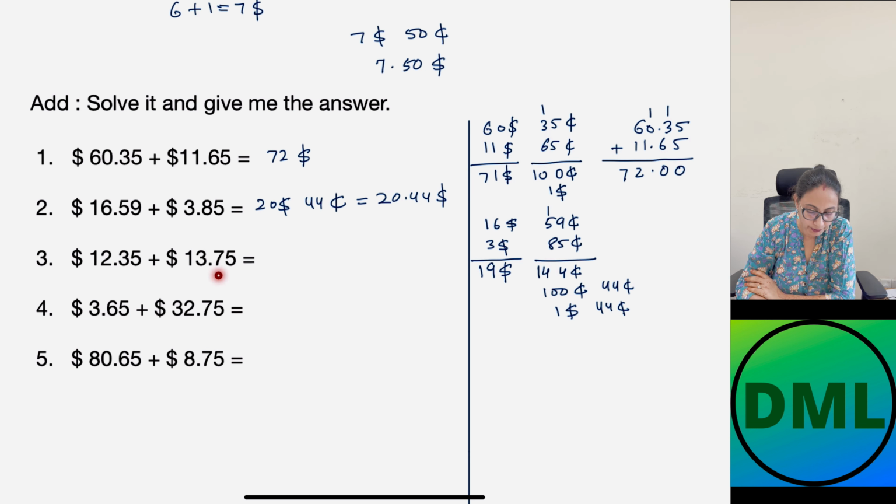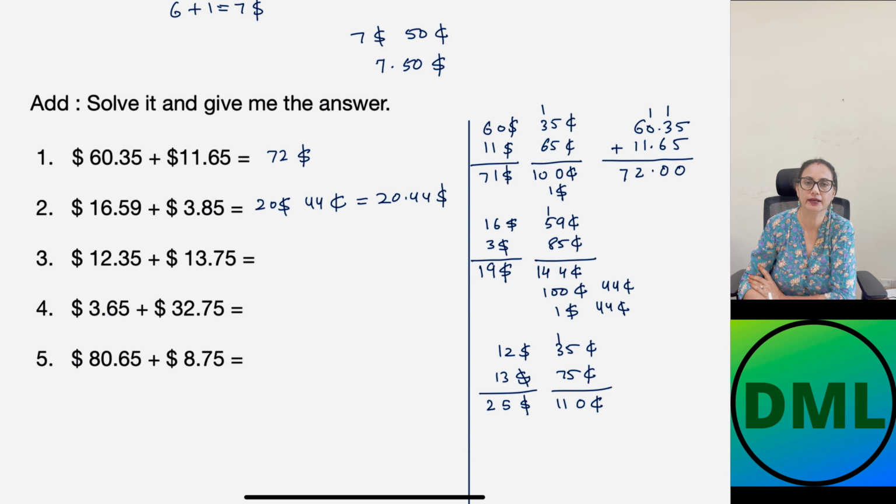$12.35 and $13.75. Let's add them here. This will be written as $12.35. This is $13.75. If I add them separately, this will be 3 plus 2 is 5. 1 plus 1 is 2 and $25. If I add them, 5 plus 5 is 10. 1 carry over. 7 plus 3 is 10 plus 1 is 11 cents.